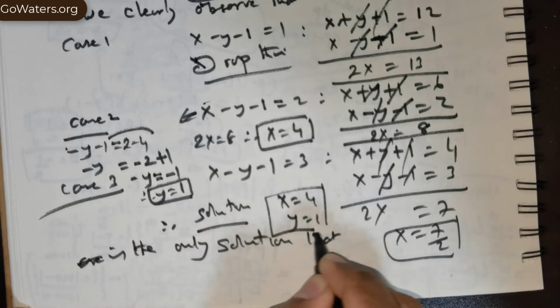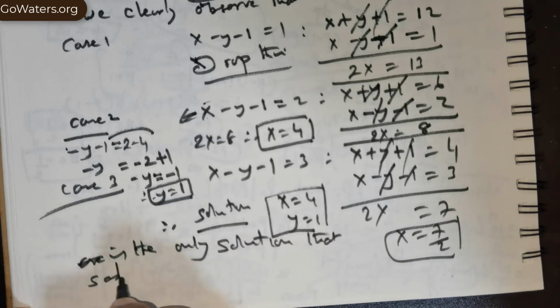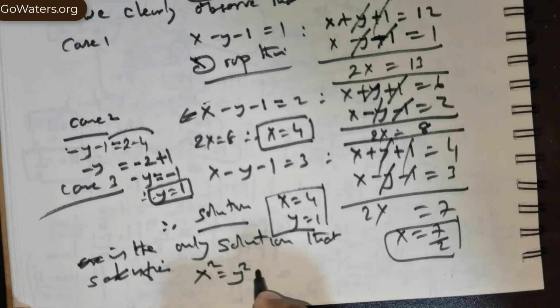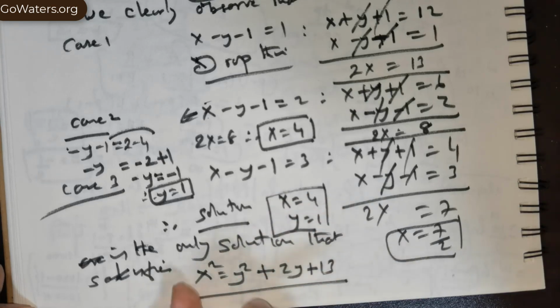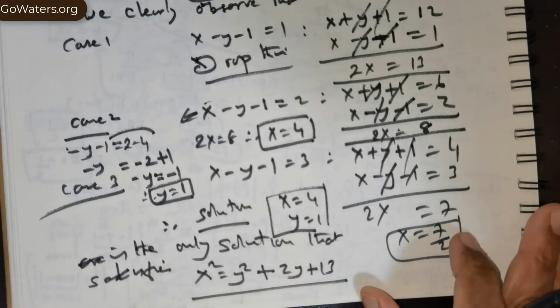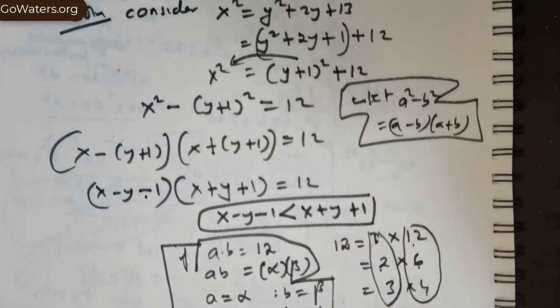that satisfies x² = y² + 2y + 13. If you substitute x = 4 and y = 1 here, the left hand side is equal to the right hand side. So that is the end of this particular question.